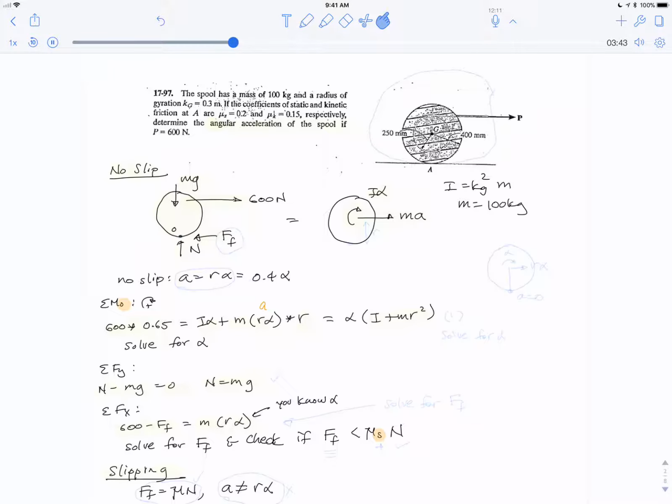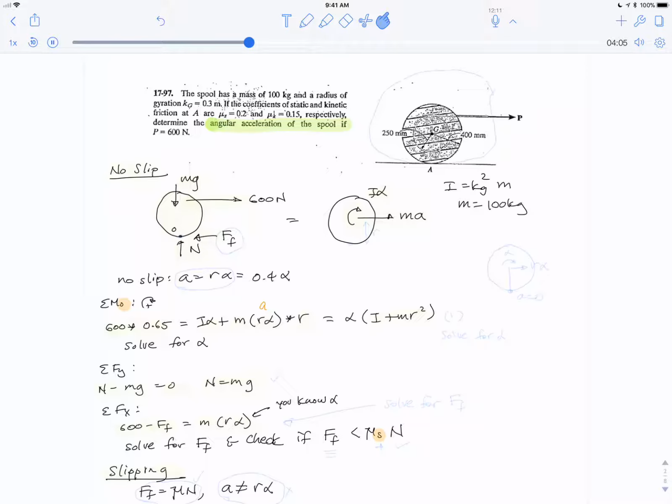Okay, so in this problem, there's a spool. It's got a radius of 0.4 meters, an inner radius that the cord wraps around of 250 millimeters, and you're pulling with a force of 600 newtons. That's constant. So in this problem, they want to know what the angular acceleration of the spool is at this instant.